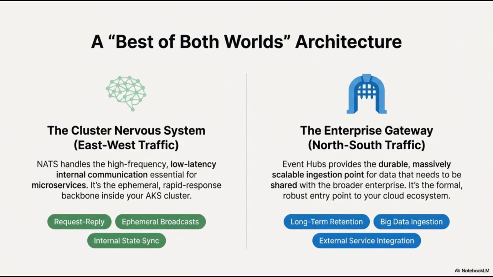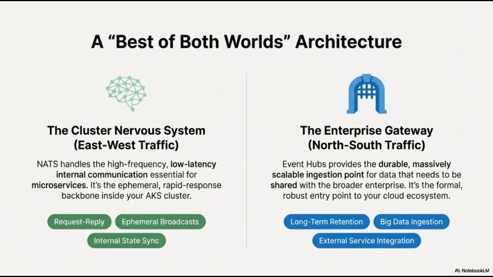This best of both worlds architecture leverages two distinct messaging systems to handle specific traffic patterns within our ecosystem. On the left, the cluster nervous system manages east-west traffic using NATS. This provides the high-frequency, low-latency internal communication essential for microservices.